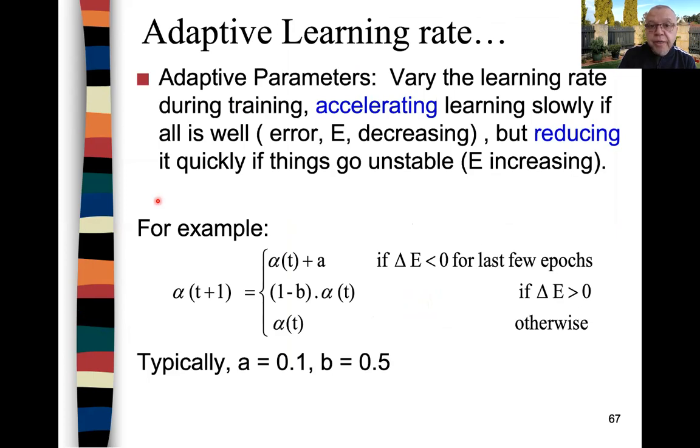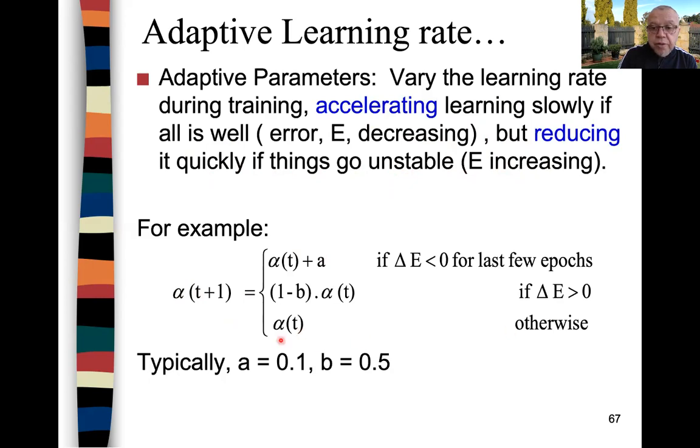We vary the learning rate during training. We accelerate the learning slowly if all is well. So if the error is decreasing, we accelerate the learning; we make this alpha large. But when the error is increasing, we reduce this alpha. We reduce it quickly if things go unstable. So we change alpha every time we do the weight update.